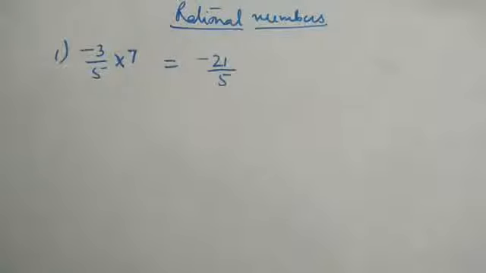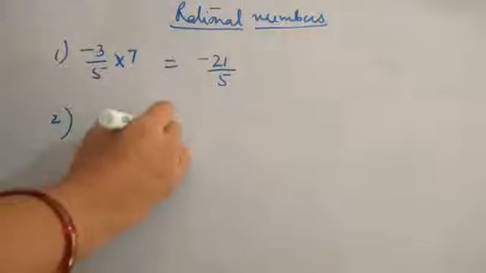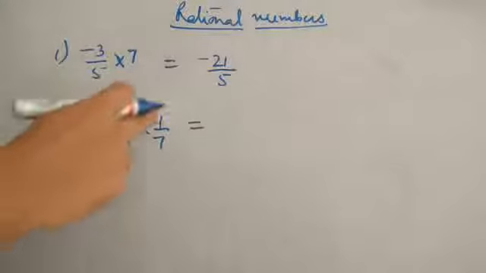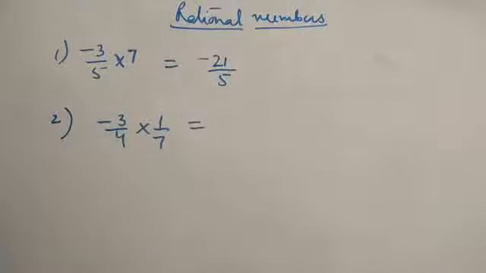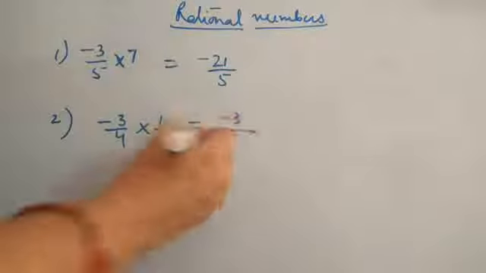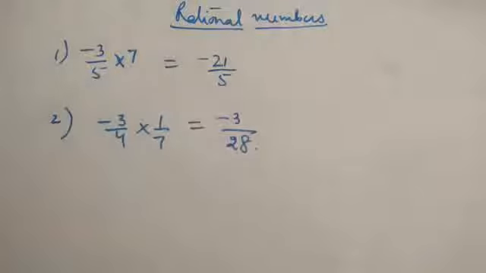Okay, one more example. Minus 3 upon 4 into 1 upon 7. Again, no numerator can be cancelled by any one of the denominators, so you will simply multiply the numerators and the denominators. So minus 3 into 1 gives you minus 3 and 7 into 4 gives you 28. So minus 3 upon 28 is the answer. This is how we will multiply the rational numbers.